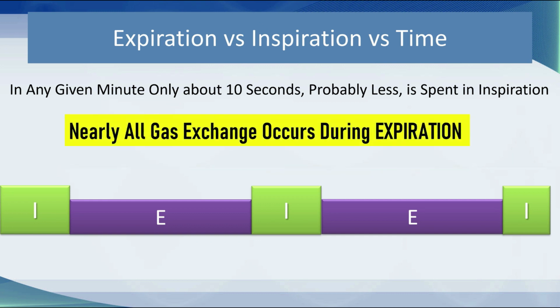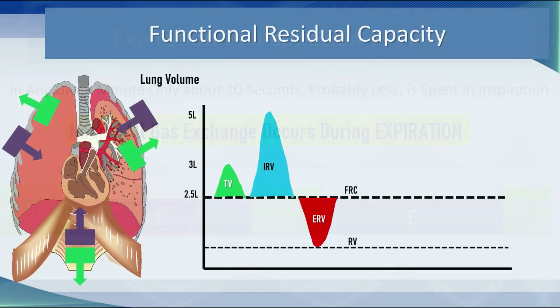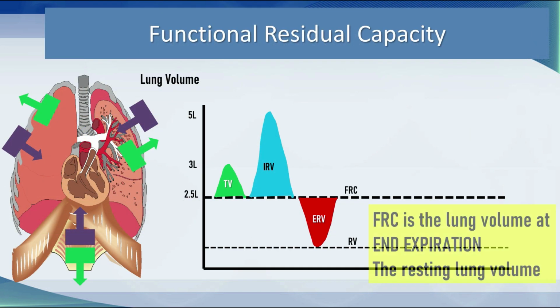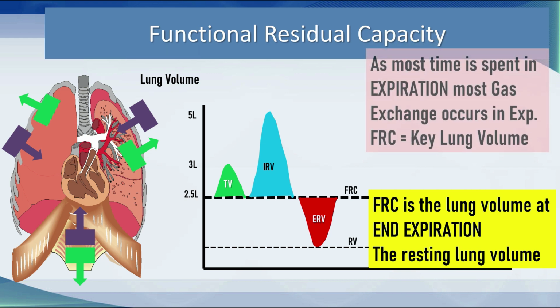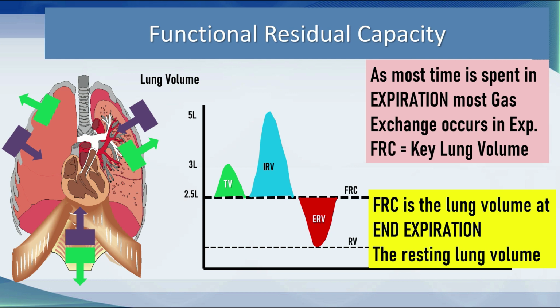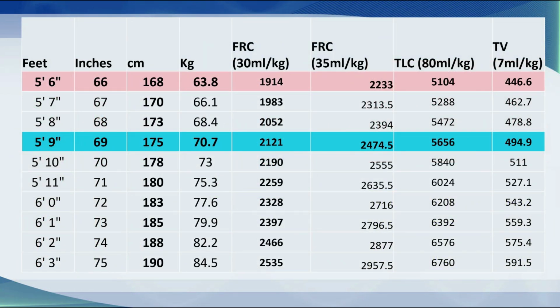Nearly all gas exchange occurs during expiration. And the end expiratory lung volume is the functional residual capacity. It is the resting lung volume, which means that as most time is spent in expiration, most gas exchange occurs at functional residual capacity. It is the key lung volume. How much is it? Well, it's 30 to 35 mils per kilo.